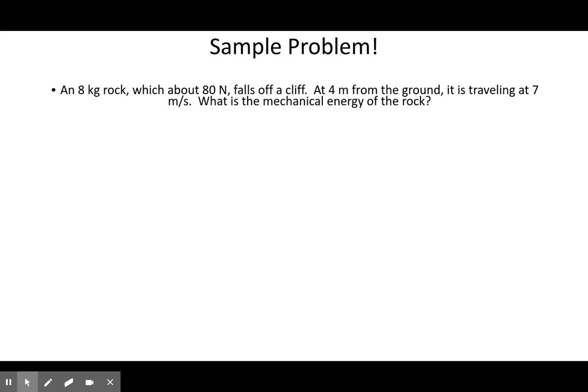All right. So you are going to have sample problems, and you need to follow the same basic rules that we've been following, and then add our two answers at the end. So you're going to have a question that looks like this. An 8-kilogram rock, which is about 80 newtons, falls off of a cliff. At 4 meters off the ground, it is traveling at 7 meters per second. What is the mechanical energy of the rock? Well, mechanical energy is kinetic plus potential. So we have to use the rules that we did last week and then add those two answers together.